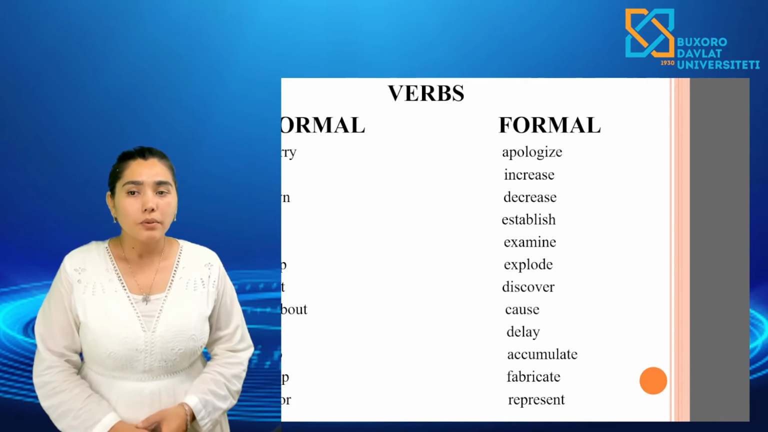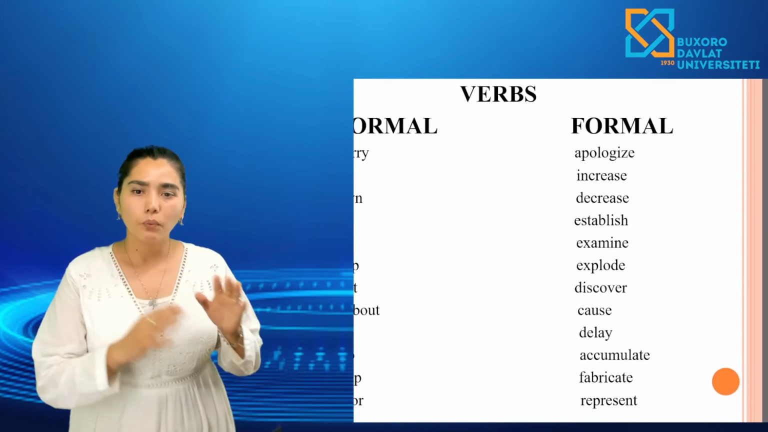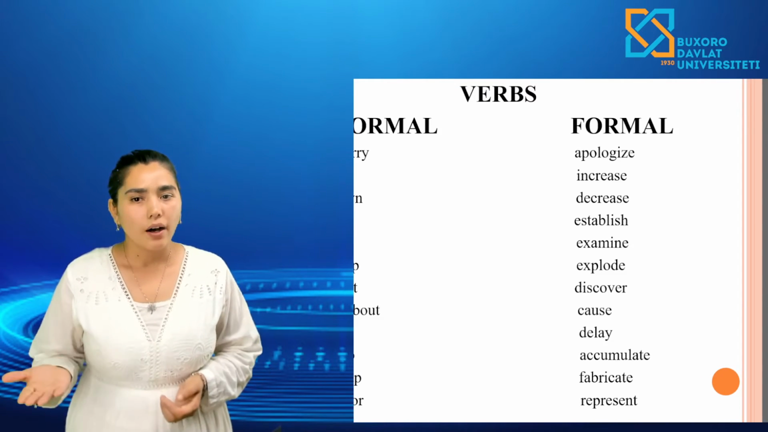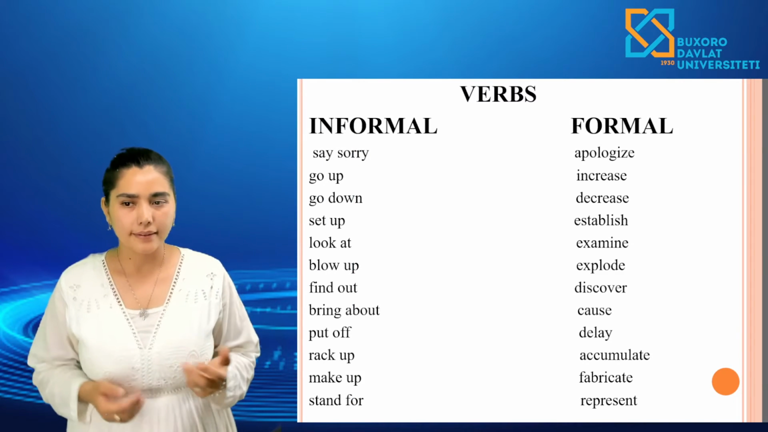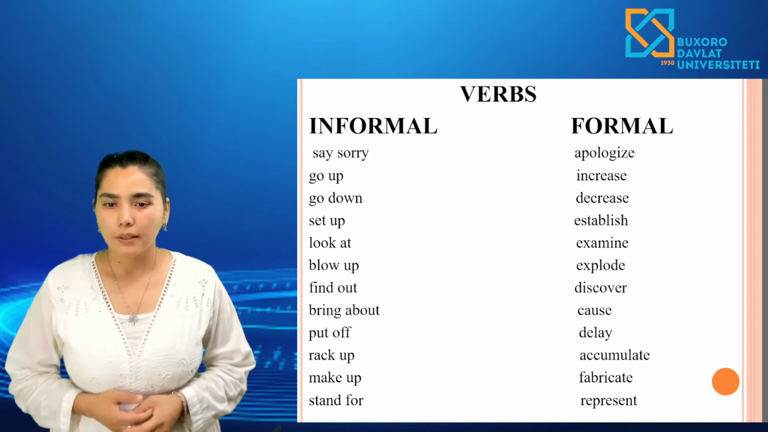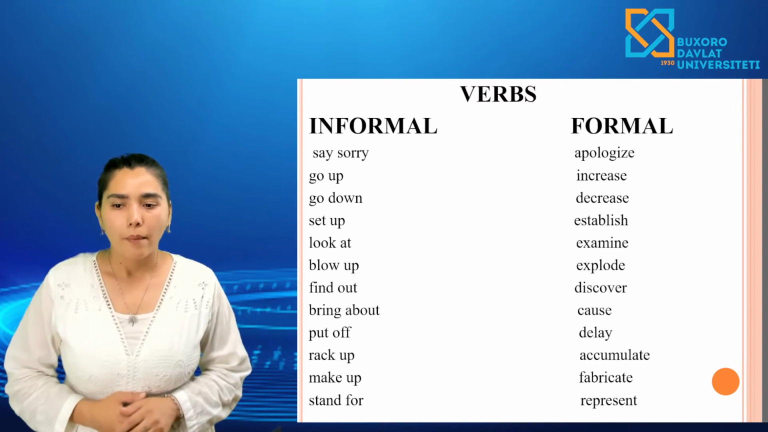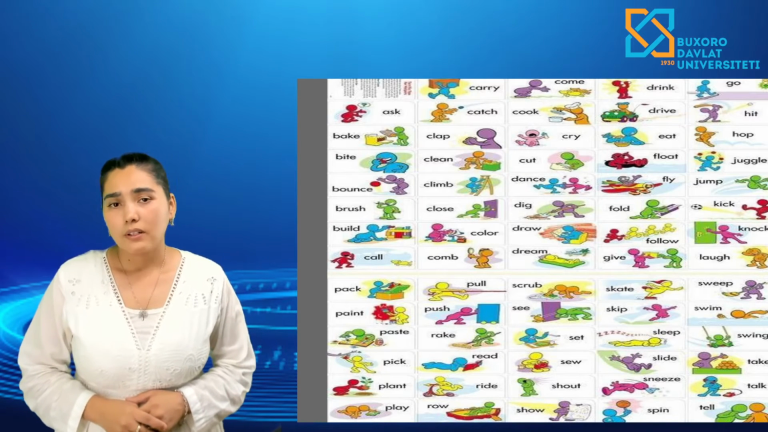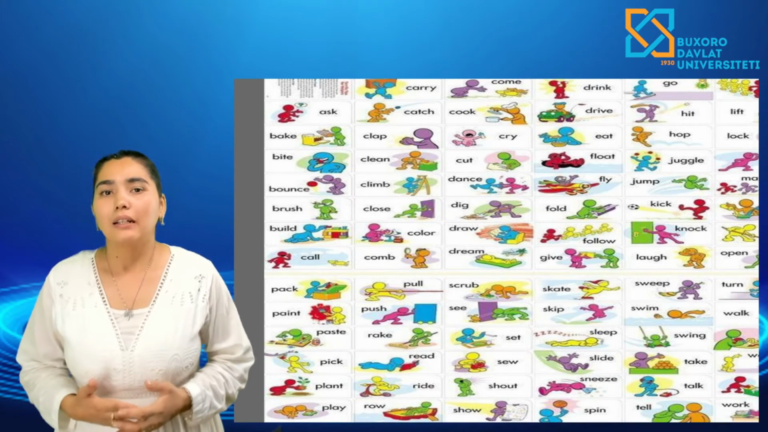Okay, the verbs, informal and formal. How can we change our informal verbs into formal words? Like say sorry, we can use apologize. Go up, increase. Go down, decrease. Set up, establish. Look at, examine. Blow up, explode. Find out, discover. Bring about, cause. Put off, delay. Rack up, accumulate. Make up, fabricate. Stand for, represent. While I'm reading to you, you can read it after the lesson because you need perfect pronunciation and not speak in English.